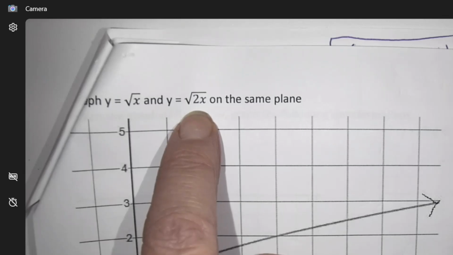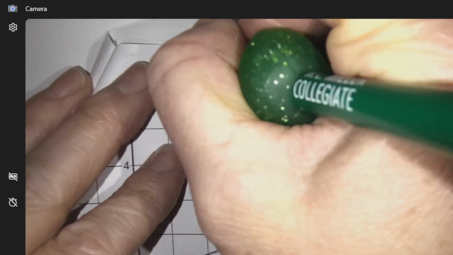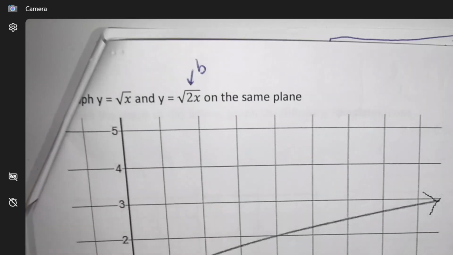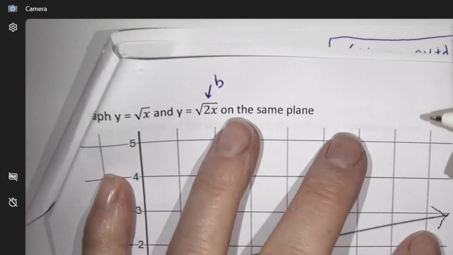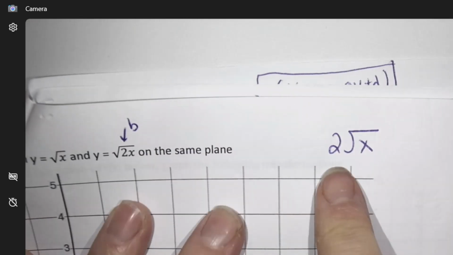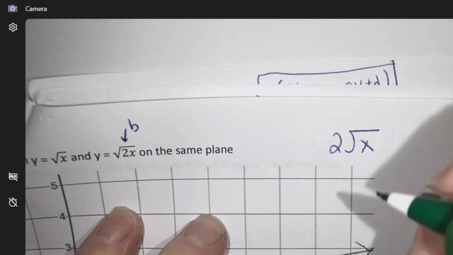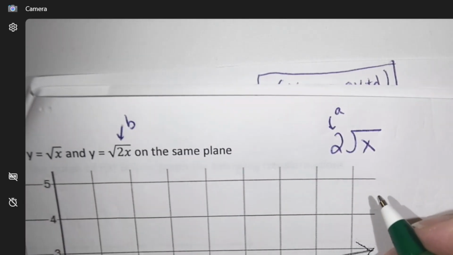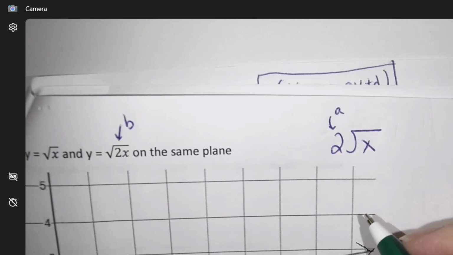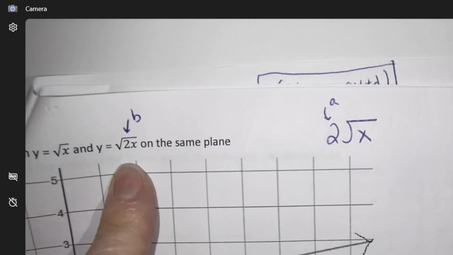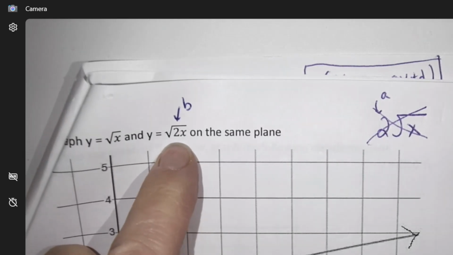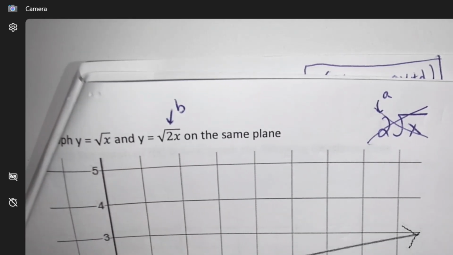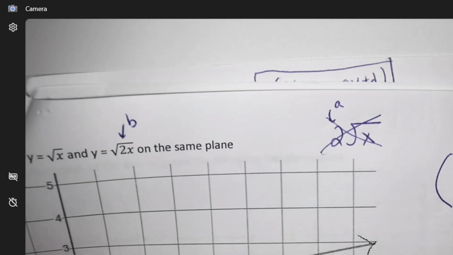50-50 chance of getting this right. B. It's a multiplier with the x. How would it look different? This is an a: 2 root x, multiplying the function. But we don't have that. We have a multiplier on the x, so it's a b. So what are you going to do to coordinates? If there's a b, what do you do? Horizontal compress.